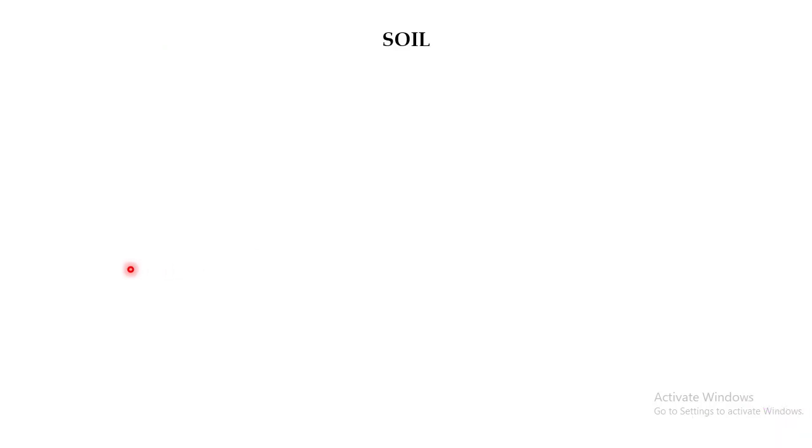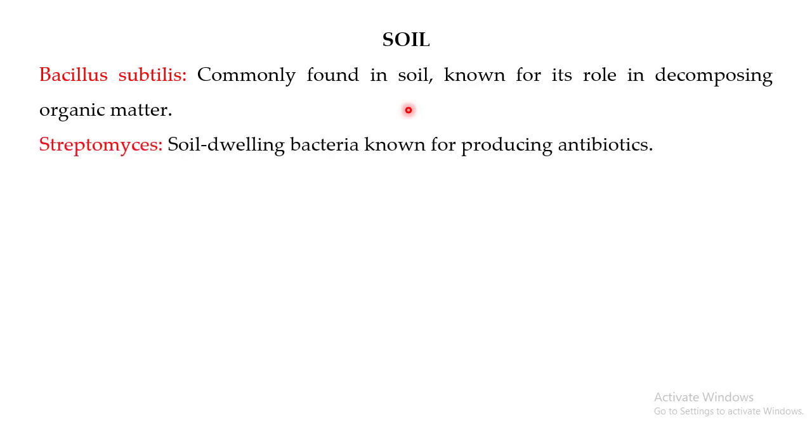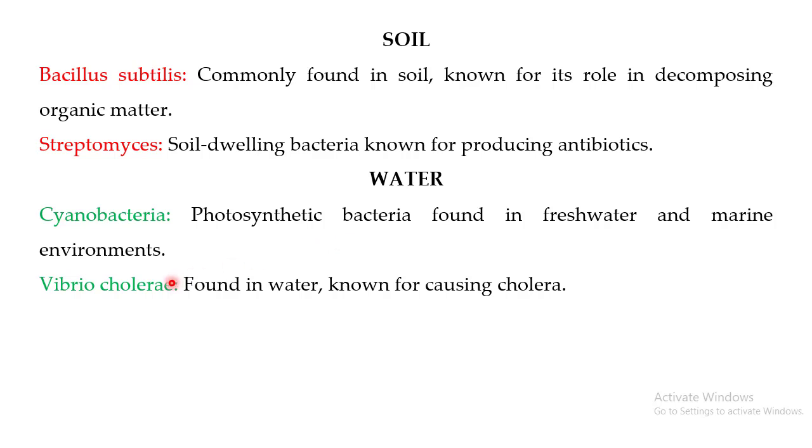For example, these prokaryotic cells can be found in soil. Examples would be Bacillus subtilis, which is present in the soil and is known for its role in decomposing organic matter. The species of Streptomyces are very famous for producing antibiotics. The second habitat would be water. For example, cyanobacteria are photosynthetic bacteria found in freshwater and marine environments. And Vibrio cholerae is found in contaminated water and is responsible for causing cholera in human beings.